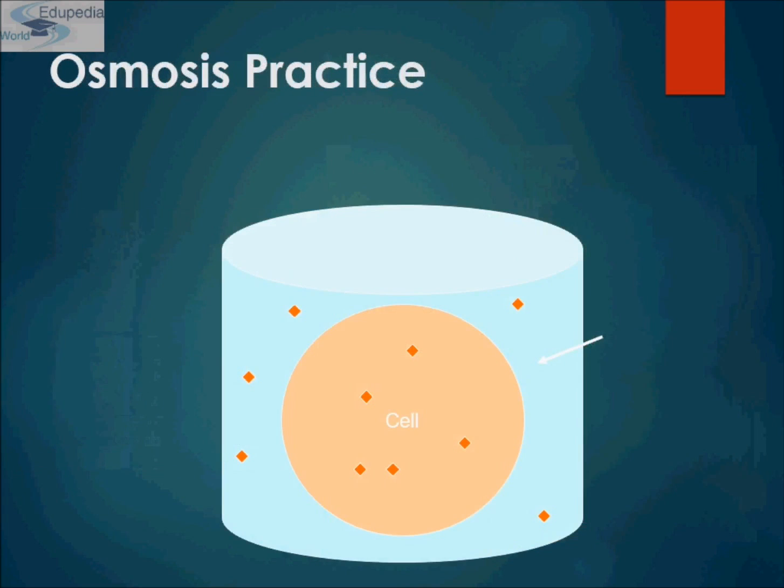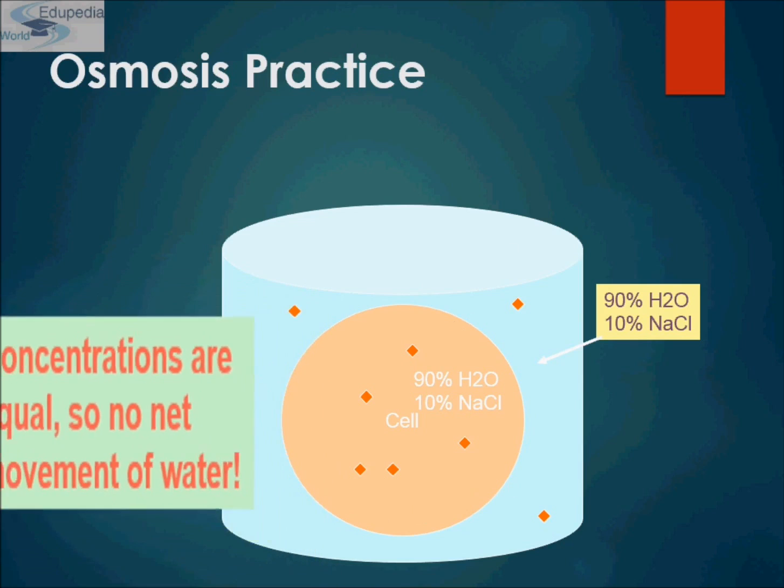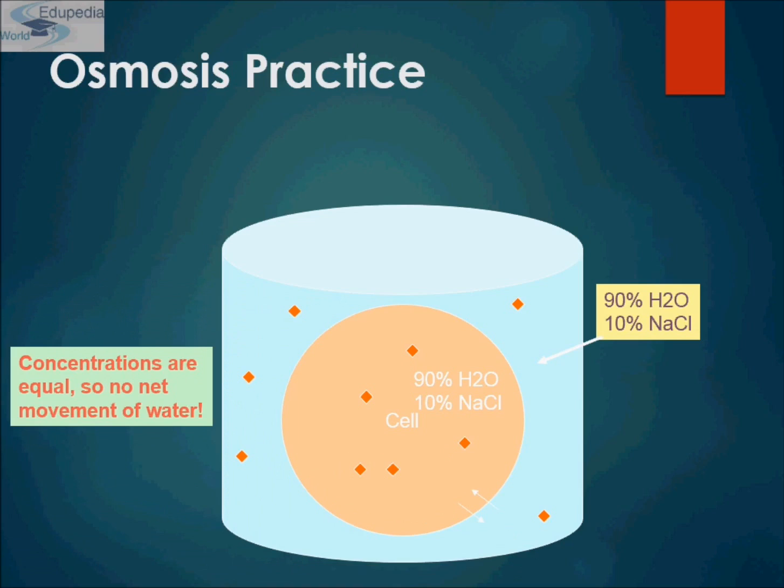See, we'll first discuss the osmosis practice. This is a jar and this is a cell which is inside that jar. The concentration of the cell is 90% water and 10% NaCl. And the concentration of the jar solution is 90% water and 10% NaCl. So tell me students, the concentration is equal. That means the cell concentration and jar concentration are equal. Then what will happen? Concentrations are equal, so no net movement of water will take place.